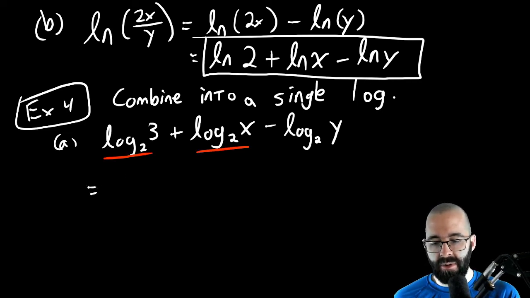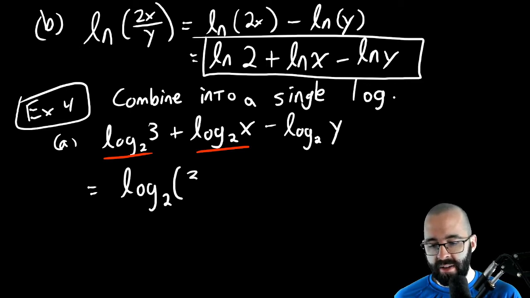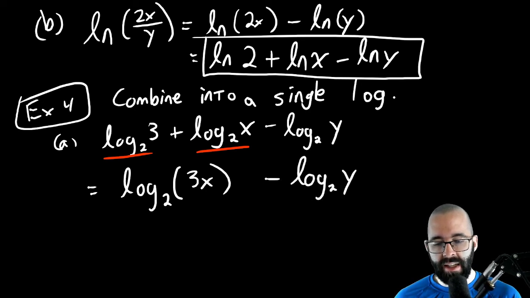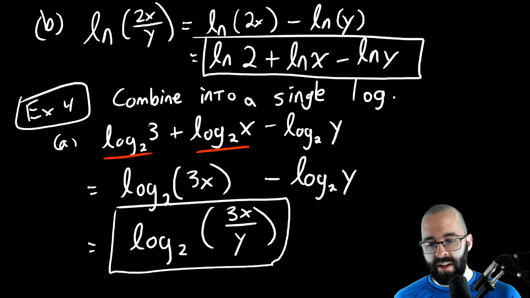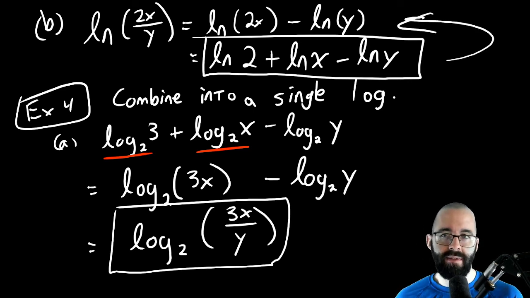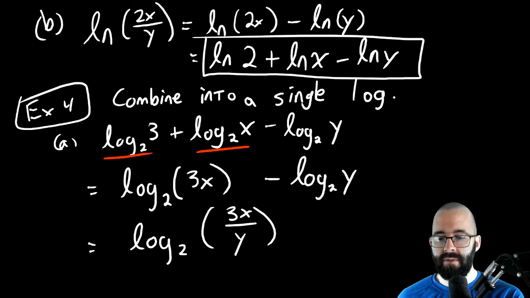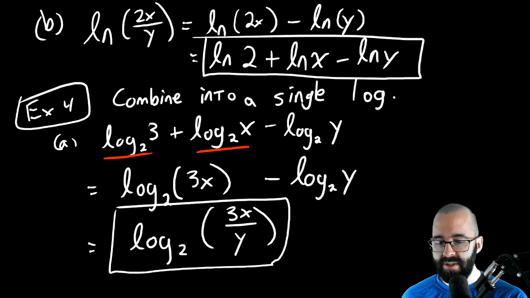Let's combine these first two. It becomes log base 2 of their product, 3x. And we still have the log base 2 of y at the end. And now we can use the quotient rule. This is the logarithm of their quotient, 3x over y. And you can see that in 4a, we just did the reverse of 3b. Let's do one more.